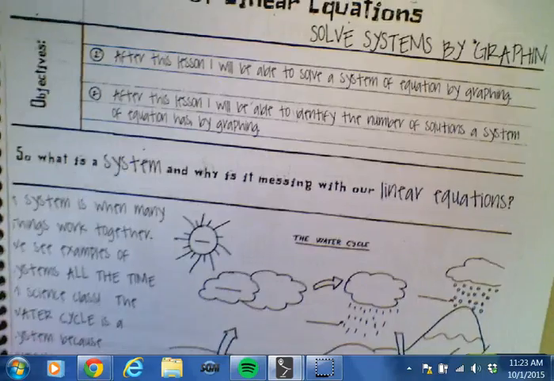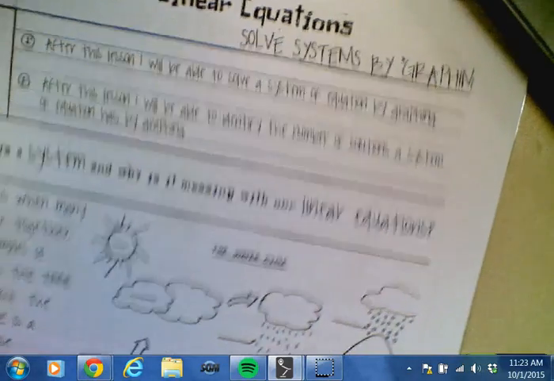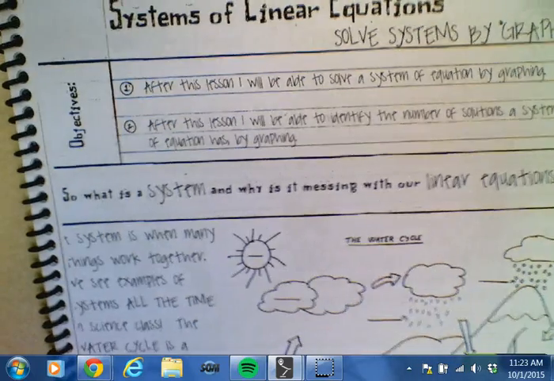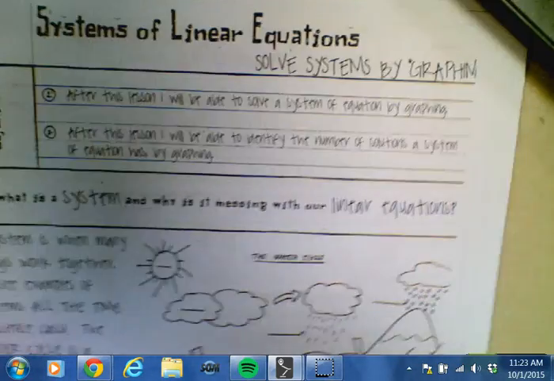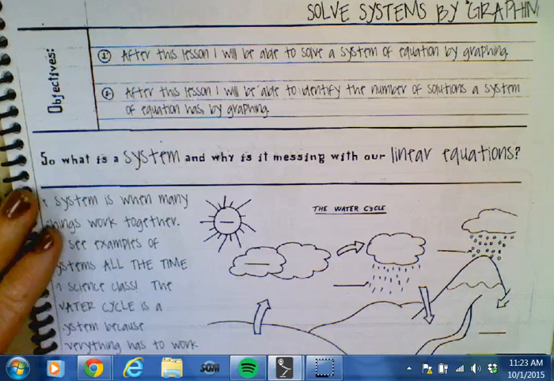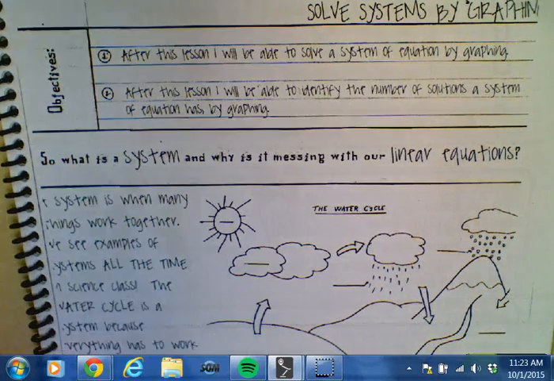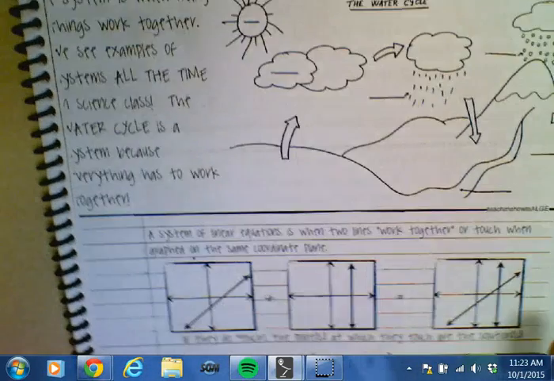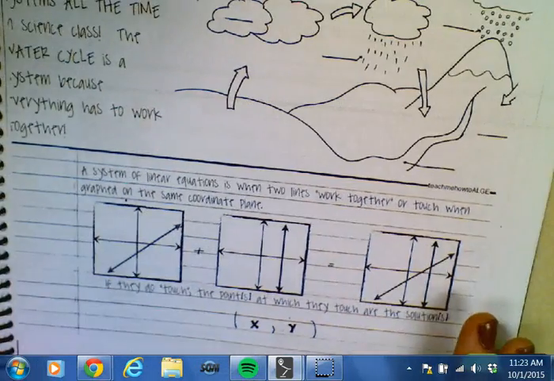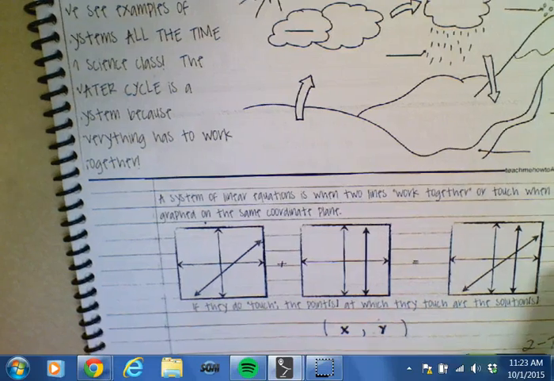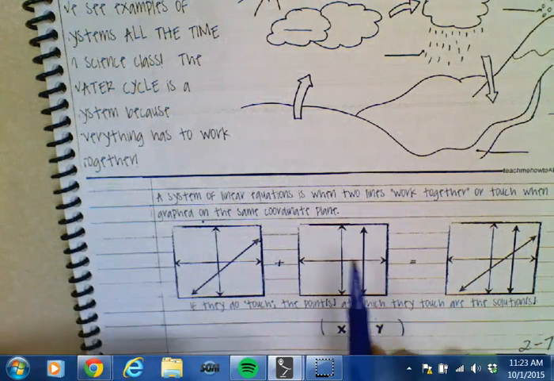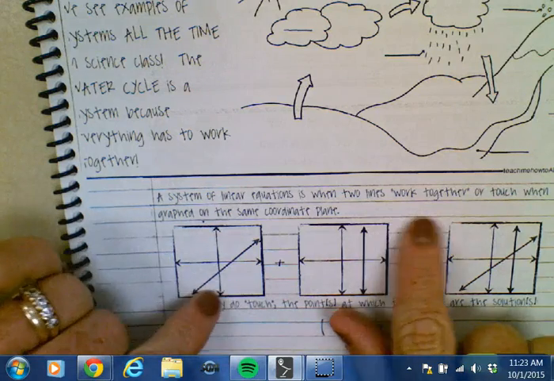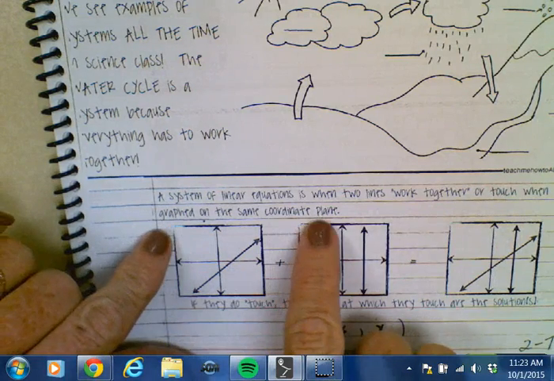We have moisture that comes from the ground and goes into the clouds. When it evaporates, it becomes rain, goes back down to the ground again, and the cycle continues over and over and over. Okay? So when we're dealing with a system of linear equations, we know what a linear equation is now. We've been graphing them. We know how to solve them. It's when two lines or two functions work together or touch when graphed on the same coordinate plane.